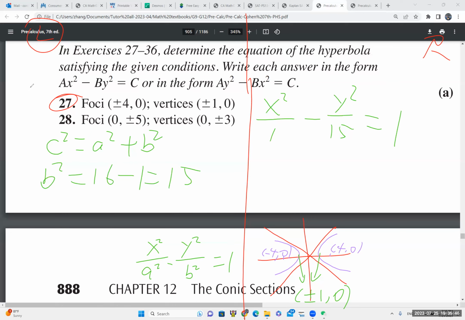Yeah, then we almost done. Well, you can say we already done. Here the uppercase A is just 1. B is 1 over 15. C is 1, right? Yeah, so we can say this is just the answer.